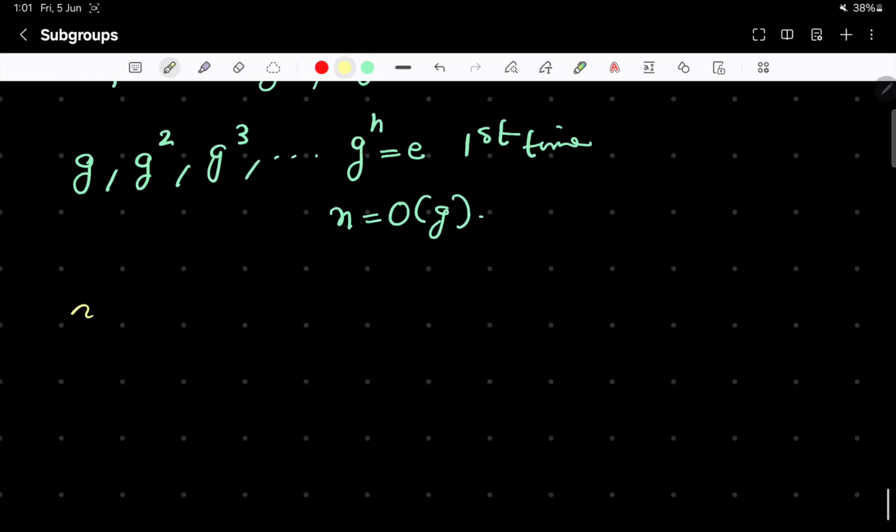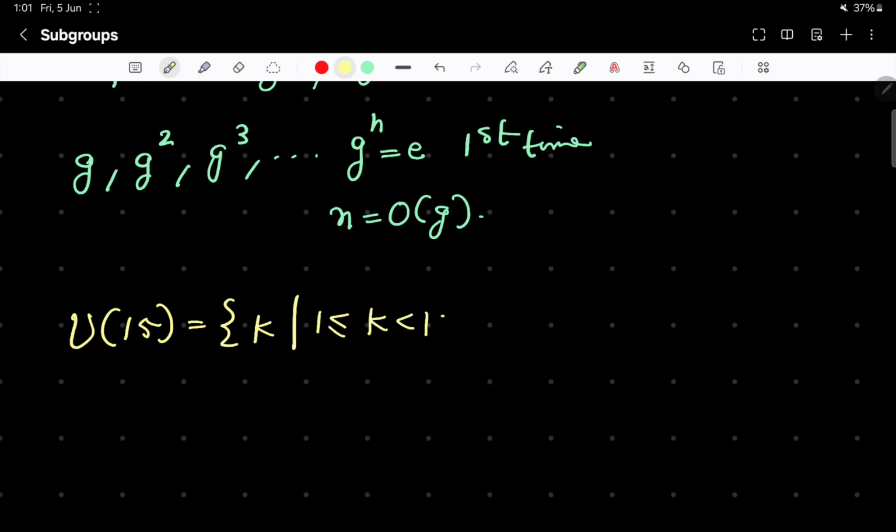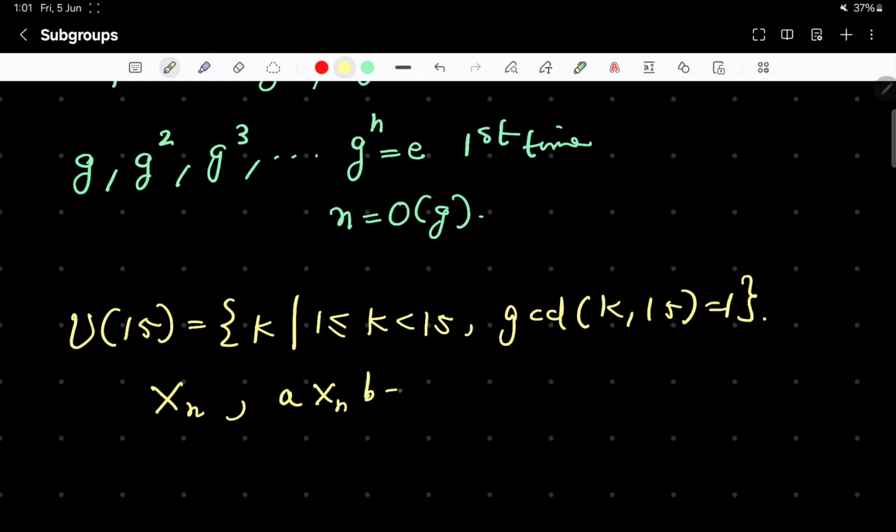Let's take the group U15. What is U15? These are all k such that k is between 1 and 15 and also GCD of k and 15 is equal to 1. This is a group, defined with multiplication modulo n. That is, two elements are multiplied normally and we take the remainder when divided by n. Here it is 15.